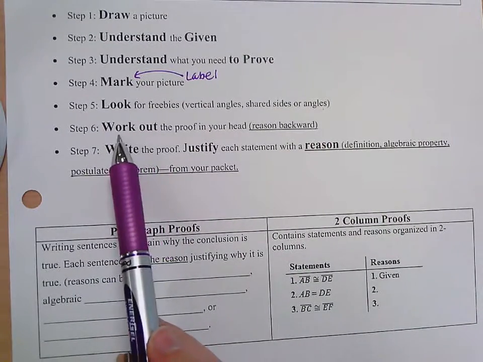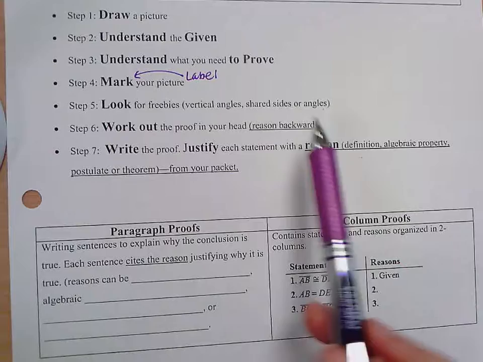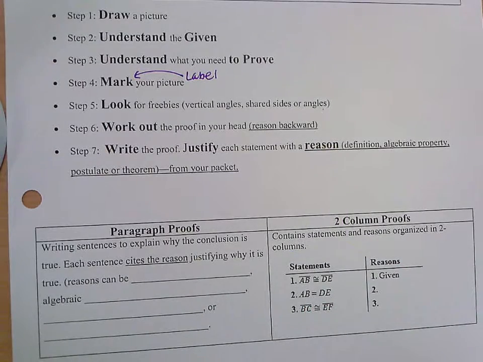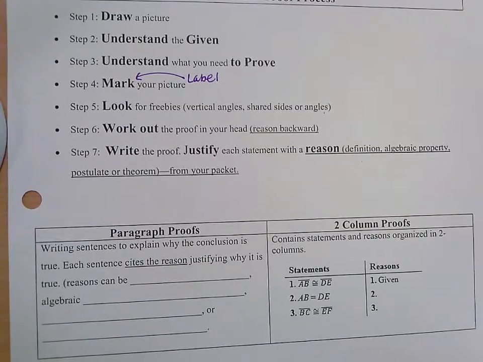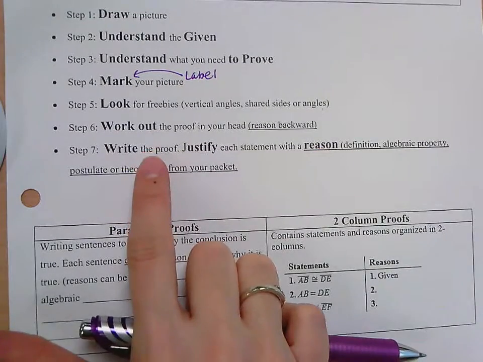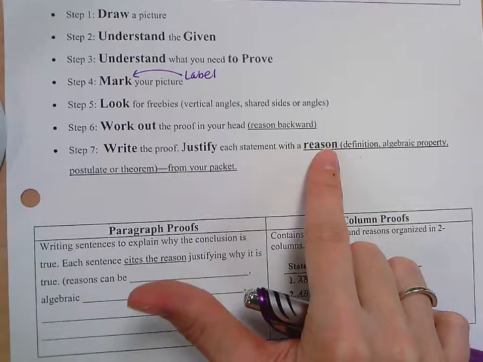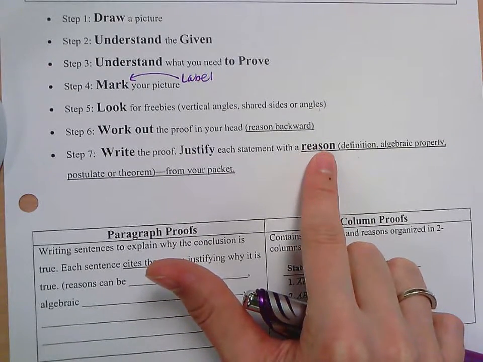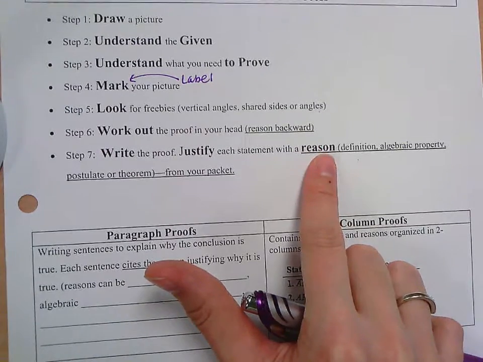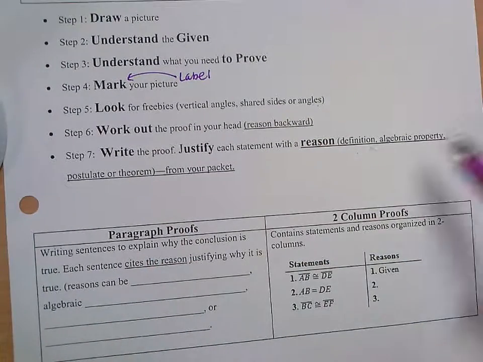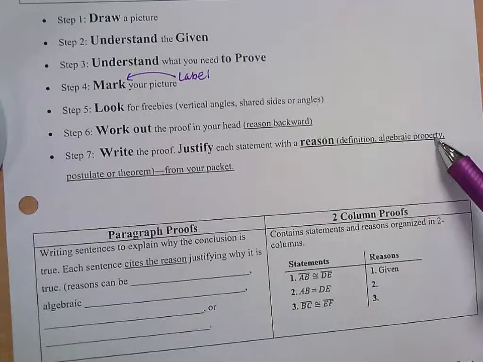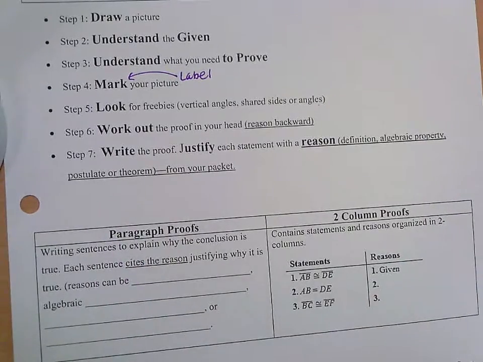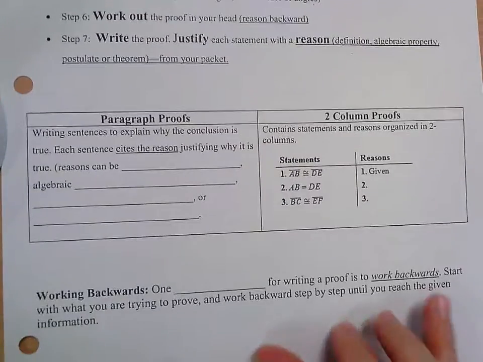And then it can be helpful to work out the proof in your head. So maybe look at what you're trying to prove and try to work backwards to see, can you make sense of why that would be true? And then you're writing the proof, justifying each statement with a reason. The properties packet, these are your possible reasons. So that list of properties: definitions, algebraic properties, postulates, theorems, anything from your packet.